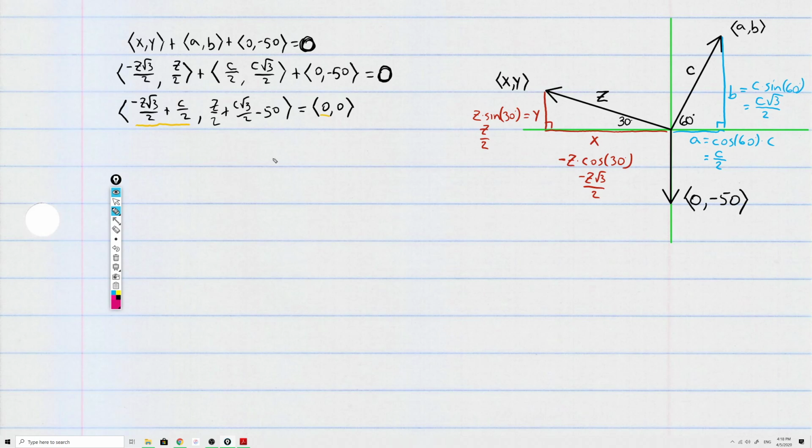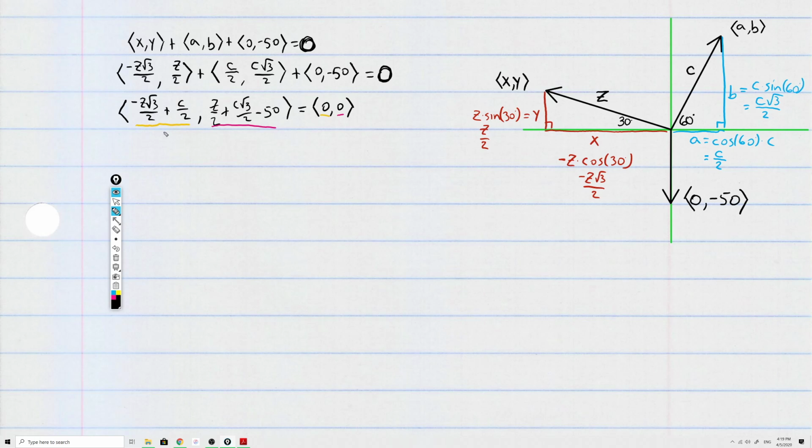And then you have the second component of this vector and the second component of this vector. So that's just another equation. z over 2 plus c square root 3 over 2 minus 50 equals 0. So we have two equations and two variables. Well, that's Algebra 1. That's a system of equations. So all you do from this point on, no matter how many steps it takes, is solve a system of equations.